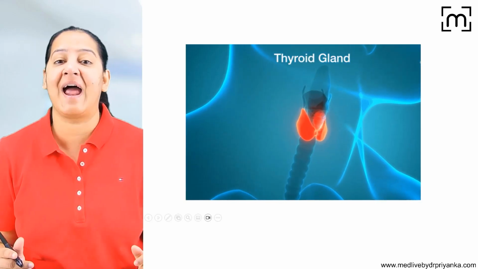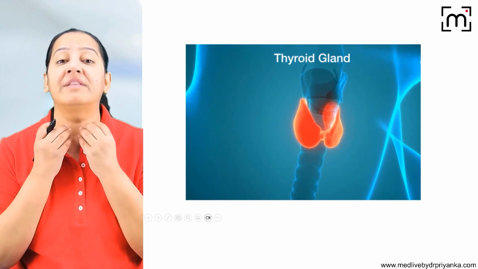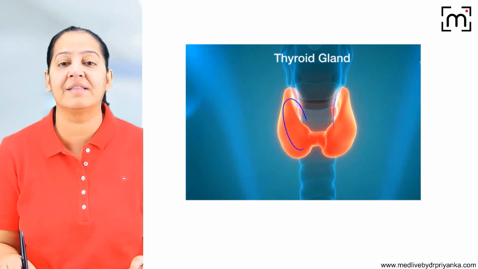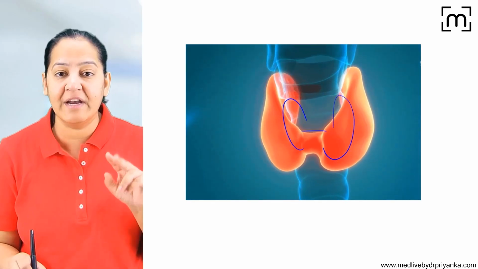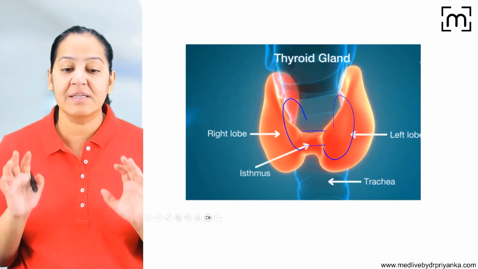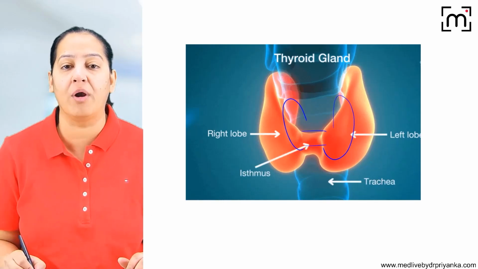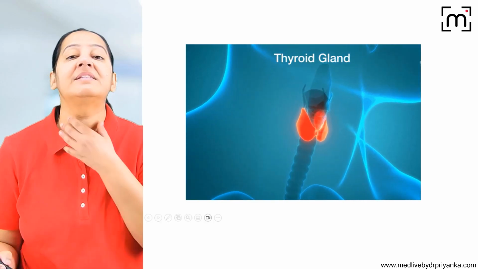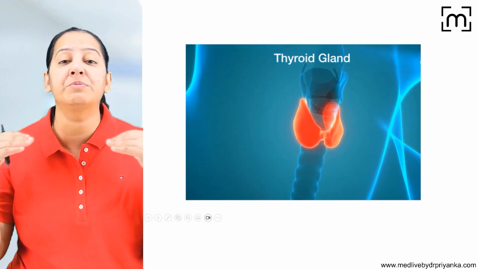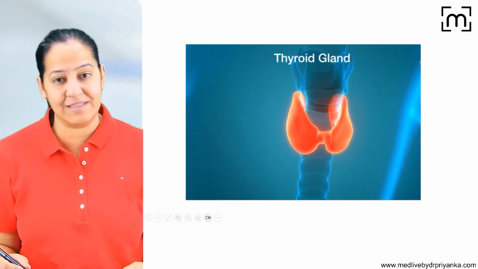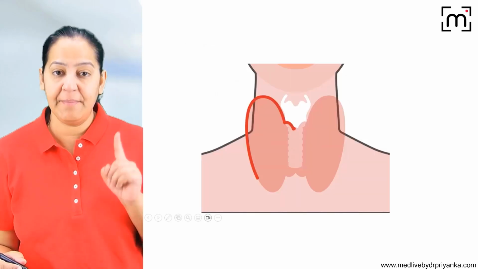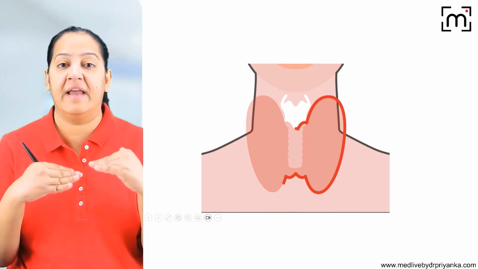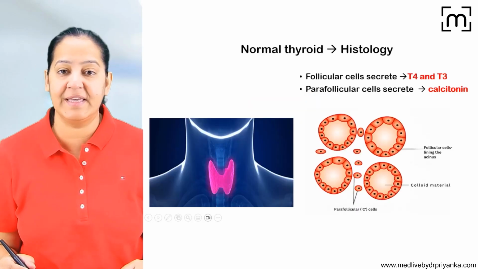So let me tell you the normal thyroid anatomy. Thyroid is a gland which is present in the neck over the trachea, and you can see there are two lobes. This is the right lobe, this is the left lobe, and the two lobes are connected with each other with isthmus. So this is the normal anatomy of the thyroid. The same outline of the two lobes, you can see it here also, the right lobe and the left lobe, which are connected with each other with isthmus.